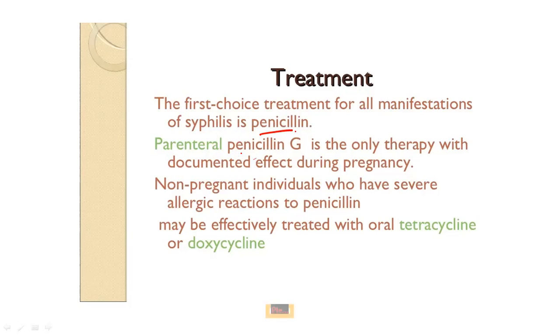Treatment choice: the first treatment choice for all manifestations of syphilis is penicillin, right? Penicillin G is the only therapy with documented effect during pregnancy, right? Non-pregnant patients who have severe allergic reaction to penicillin may be effectively treated with oral tetracycline and doxycycline, right?